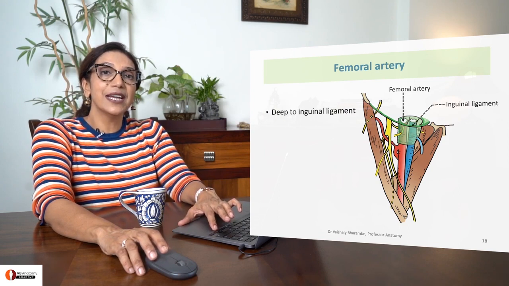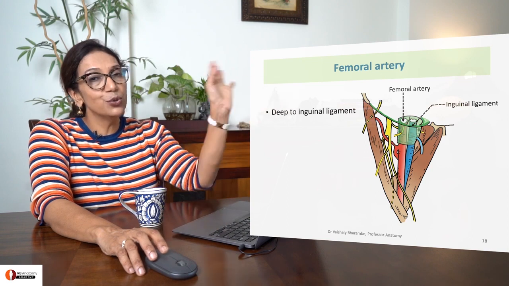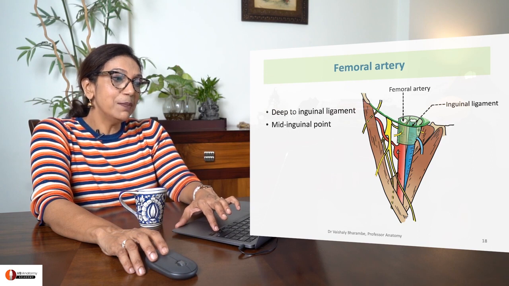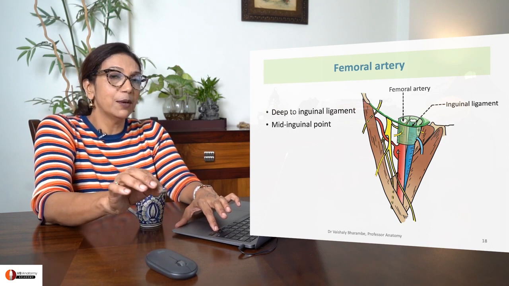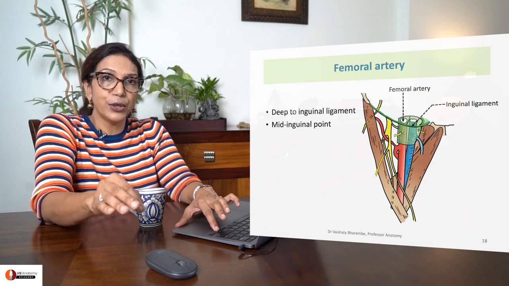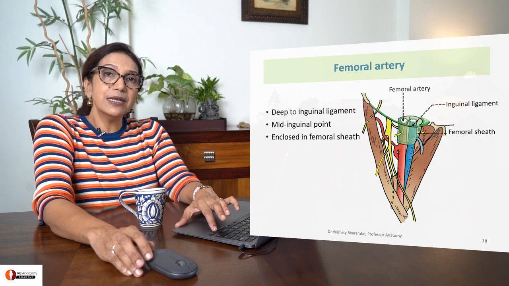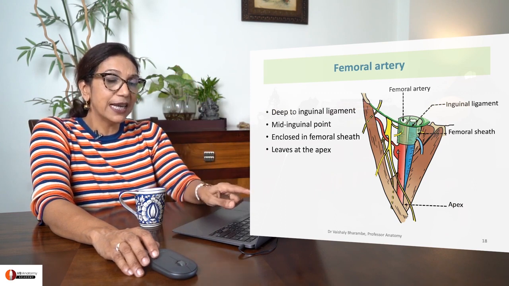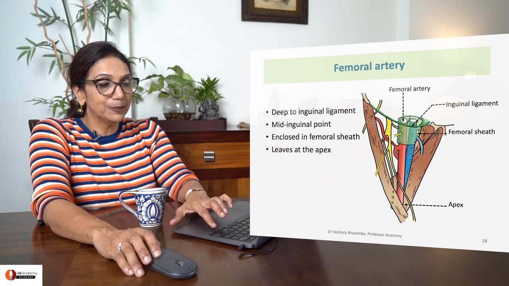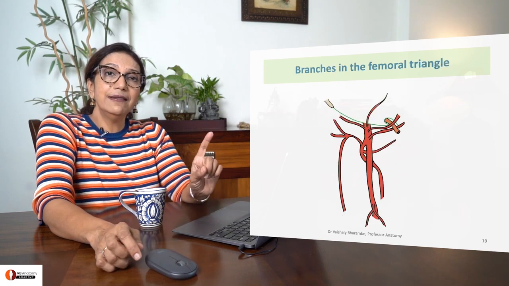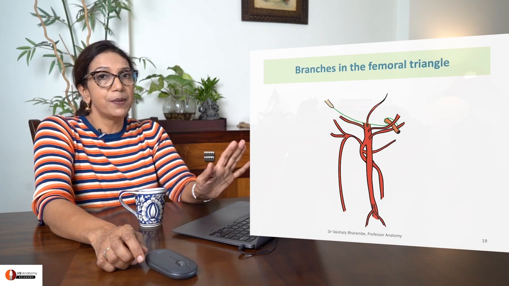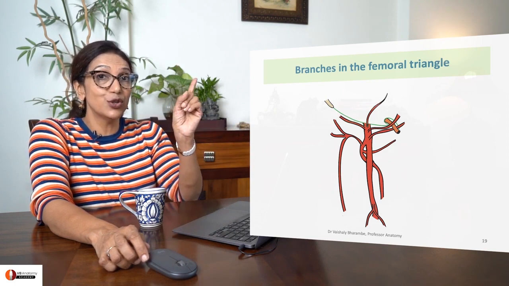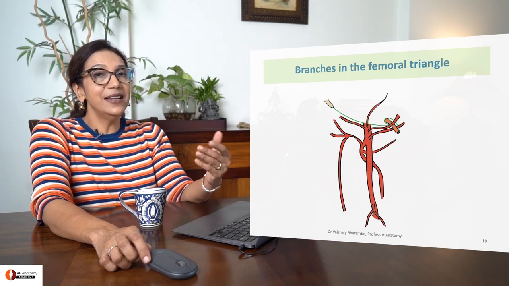So femoral artery enters into the triangle. Please use the diagram to understand, okay? Enters into the femoral triangle by passing deep to the inguinal ligament at the mid-inguinal point. It is enclosed now by the femoral sheath and traverses the triangle, leaving it at the apex. Remember, we've done the apex. While it is in the triangle, it gives rise to a number of branches, which can be classified into superficial branches, which we saw in the roof later, and deep branches.